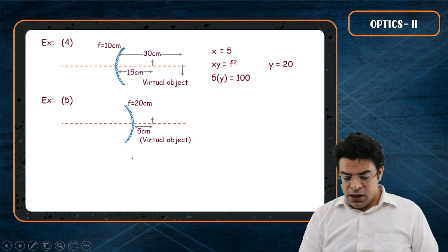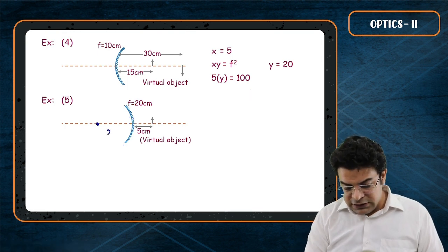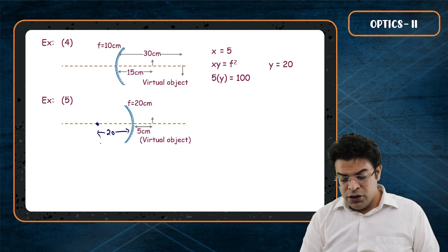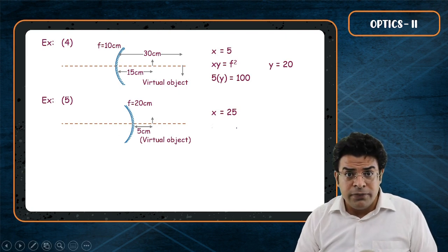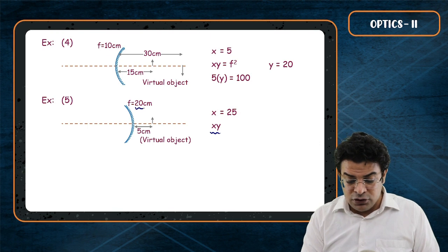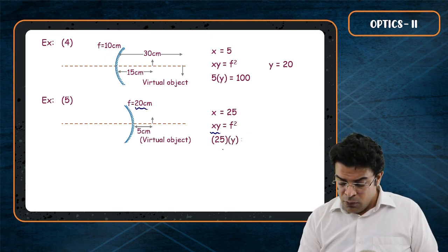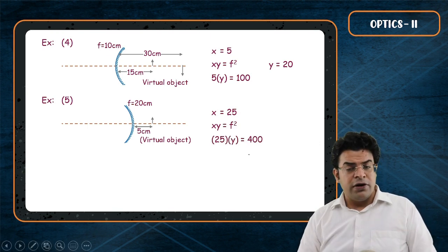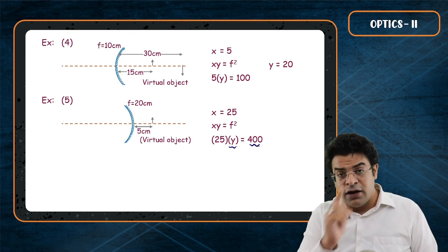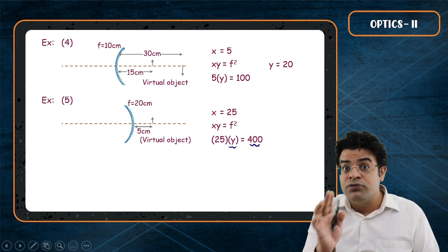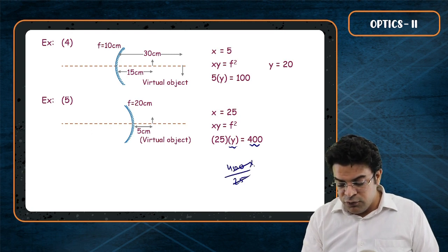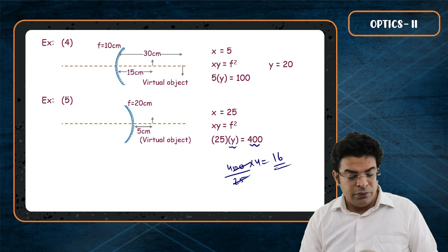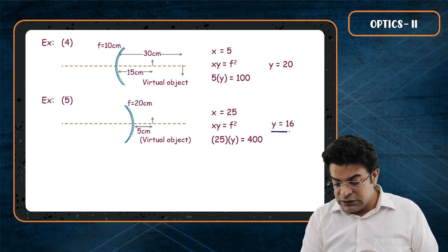See, the focus is somewhere here. The distance of focus from pole is 20. So you will say that x comes out to be equal to 25. You know that xy equals f square. So 25 into y equals 20 square. Once you do this, 20 square becomes 400. So y comes out to be 400 by 25. 100 by 25 gives you 4. So you get 4 into 4, that is 16. So your y comes out to be equal to 16.